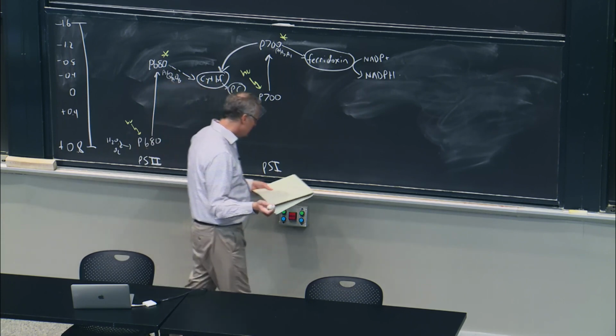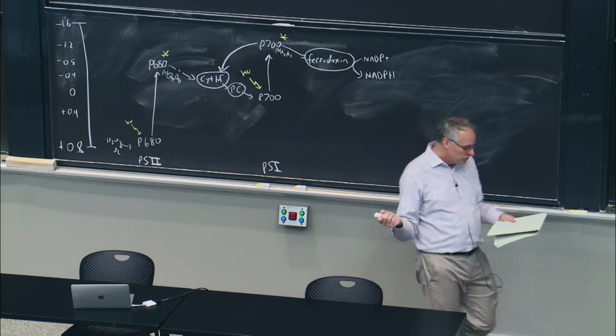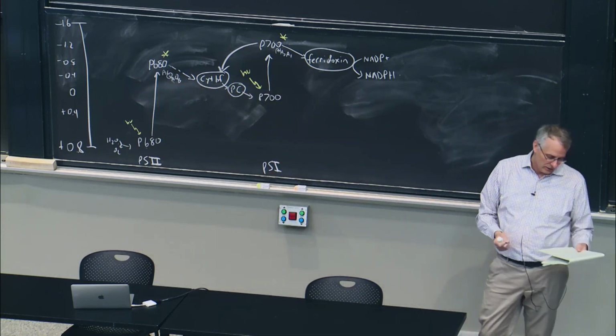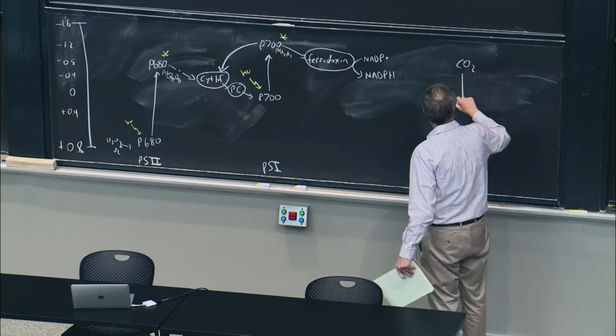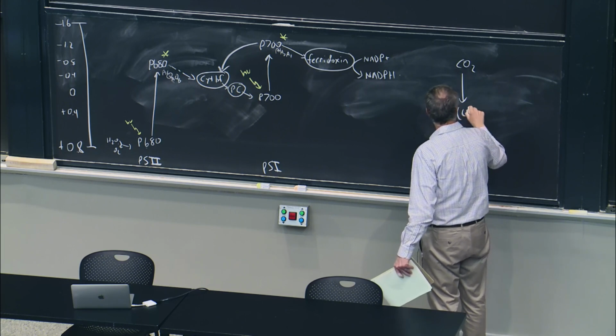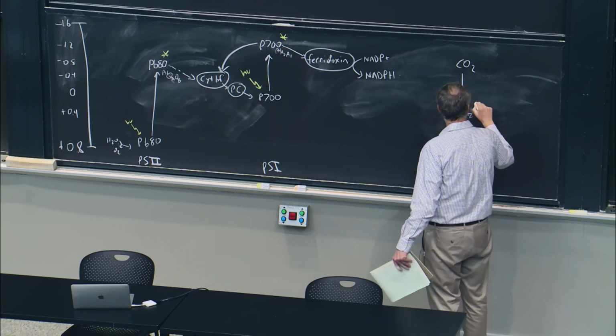All right. Now, to make the reduced carbon that can be stored for later, ultimately, now we have to basically take CO2 and turn it into carbohydrate, turn it into glucose.